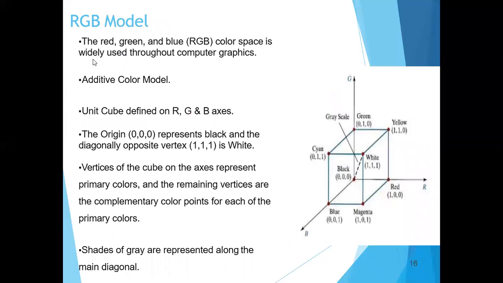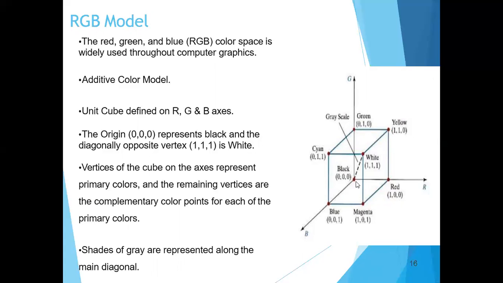Coming to our first type of color model, the RGB color model, as we know, it is an additive color model. The red, green, and blue color space is widely used throughout computer graphics. For all our computer displays, we use the RGB color model. We can define it with a unit cube, where I have the red axis, the green axis, and the blue axis, called the R, G and B axes.